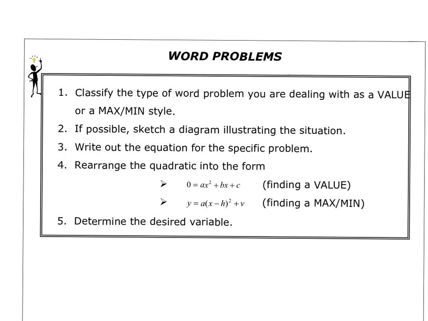Then we need to rearrange the quadratic either into standard form, so we could then solve it by factoring or using the quadratic formula, noting that it is equal to 0. Or do we just need to rearrange into vertex form so we can find the maximum or minimum? And then at the end, it's always good to read the question again and make sure you fully answer the question. So just because you did the math and you found a bunch of numbers, what does the question actually want you to answer?